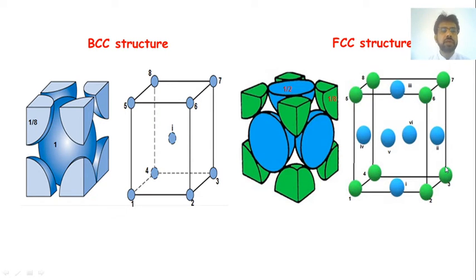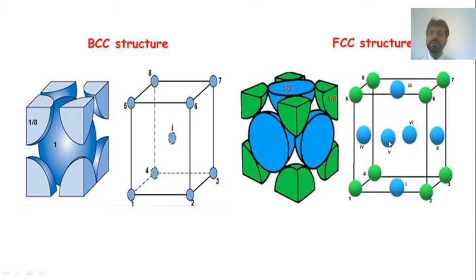Students, in the previous lecture we have seen the three basic types of structures: the simple cubic structure, the body centered cubic structure and the face centered cubic structure. In the body centered cubic structure, we have seen that 8 atoms are located at the 8 corners of the unit cell and one atom is located at the body center of the unit cell.